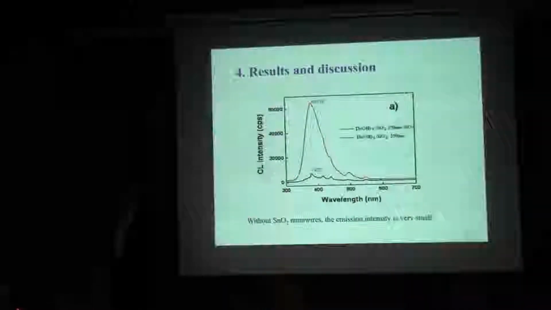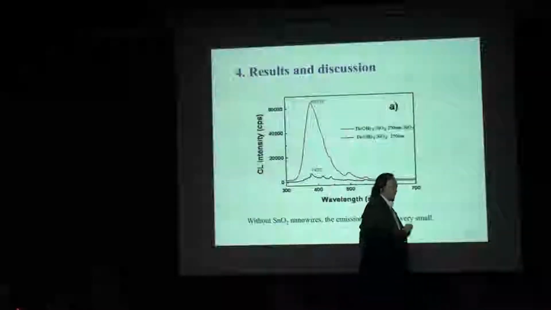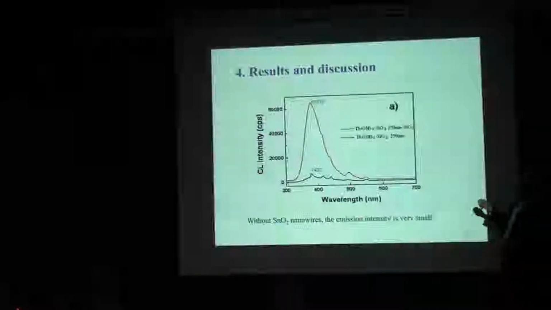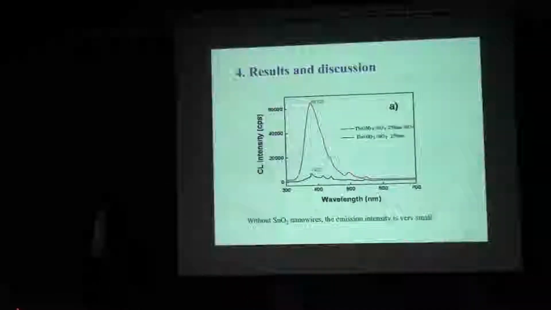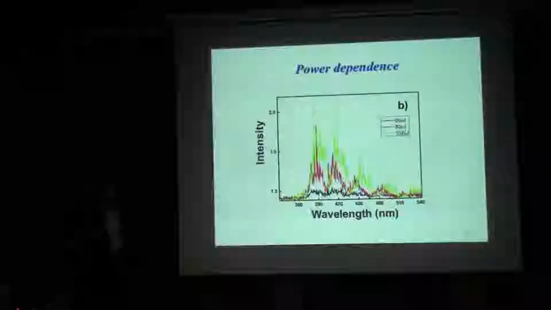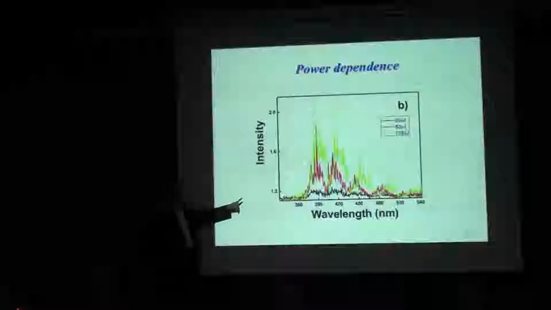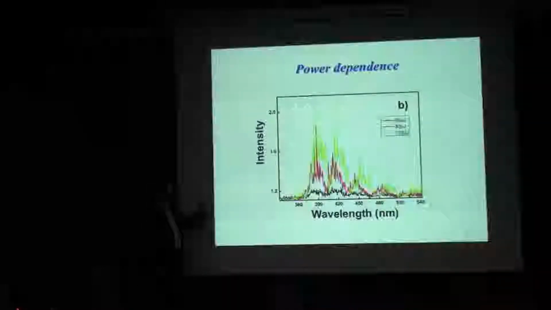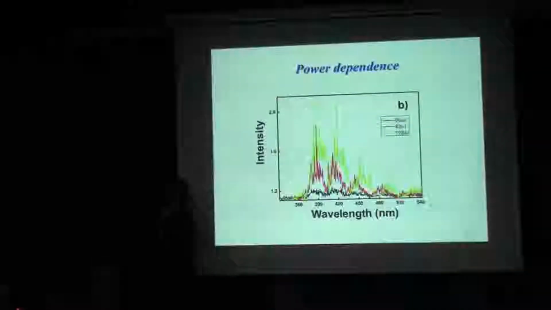However, after the deposition of the semiconductor nanowire, the emission intensity can be enhanced by more than 1,000 times. Okay, so it's a huge difference. That's a very interesting phenomenon. That's a sharp cathodoluminescence, not the PL. Okay, you can see this is not noise.